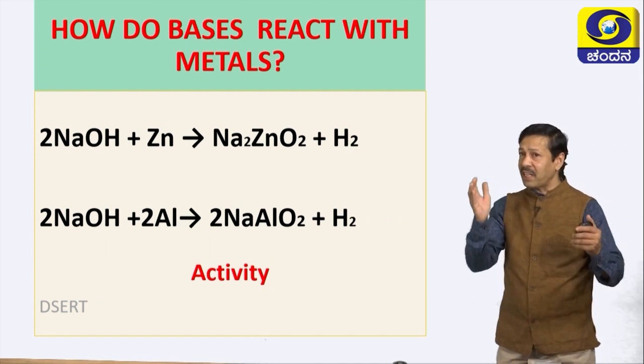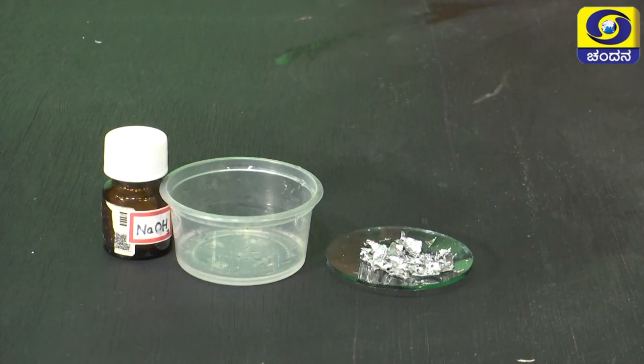Let us understand this with the help of an activity. You will enjoy this activity. Dear students, now let us see how a base reacts with a metal. That is, aluminum reacts with sodium hydroxide to produce sodium aluminate plus hydrogen gas. Let us observe this one.